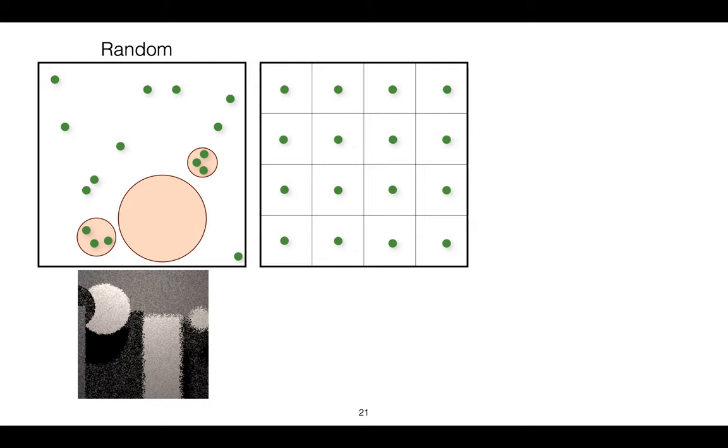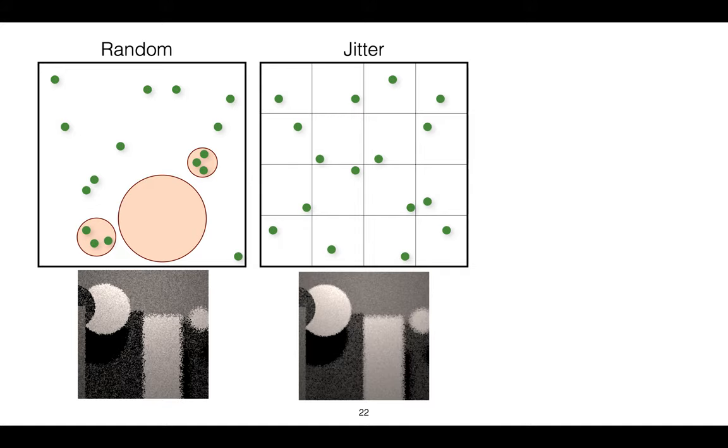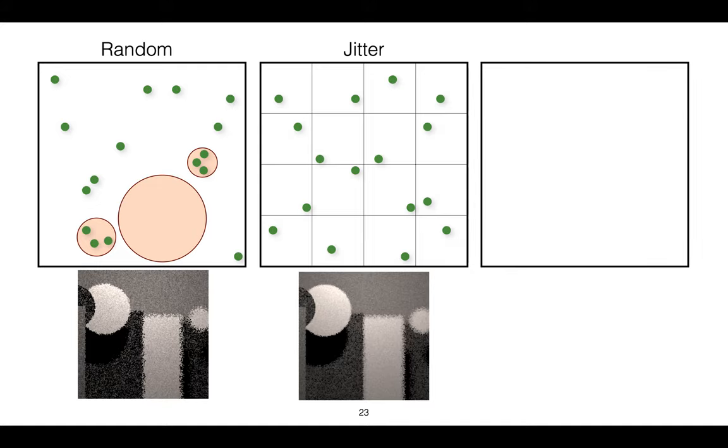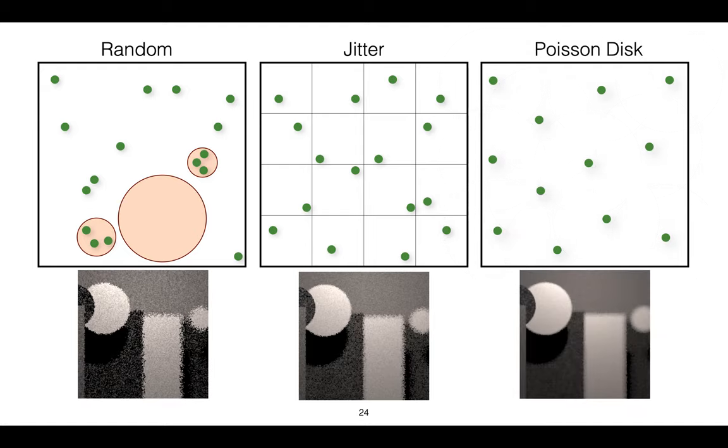We can improve this by inducing some correlations like stratifying the domain and then randomly jittering the samples within each of the strata. This helps improve the quality of the image, reducing variance. We can do better. We can generate some sophisticated correlations, like using some kind of dart throwing algorithm where the new sample is always placed outside the disk assigned to a given sample. The resulting distribution has a blue noise behavior. I'm showing an example of a Poisson disk.